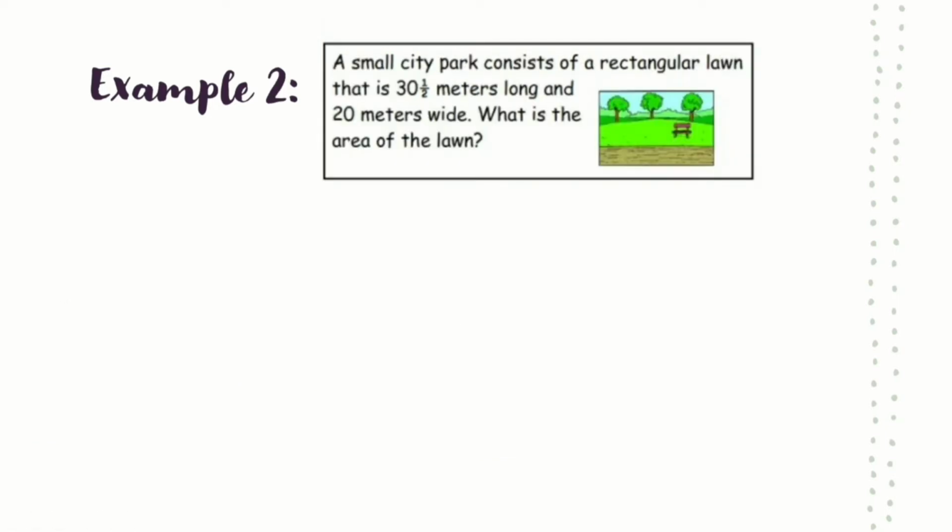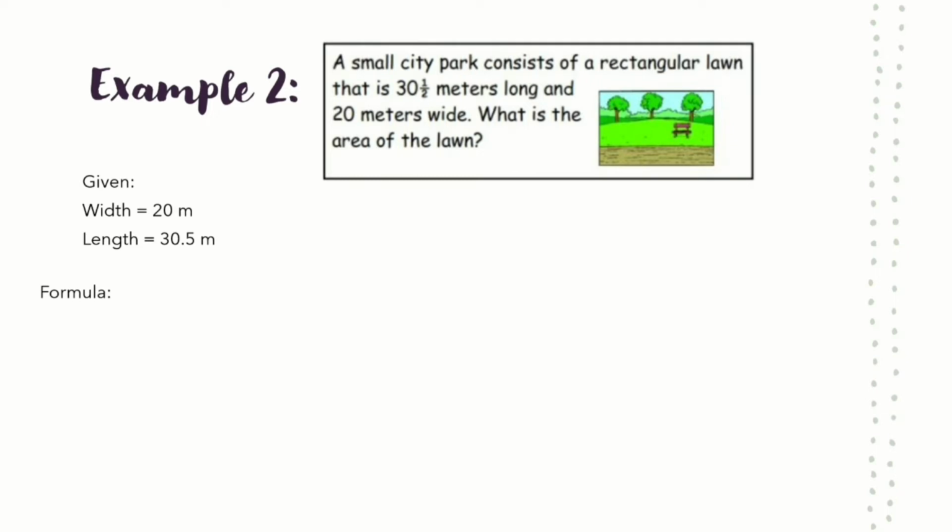Now, let's try to answer problem number 2. A small city park consists of a rectangular lawn that is 30.5 meters long and 20 meters wide. What is the area of the lawn? First, we have to identify the given. We have width, which is 20 meters wide, and the length, which is 30.5 meters long, or simply 30.5 meters. Then we're looking for the area of the lawn.